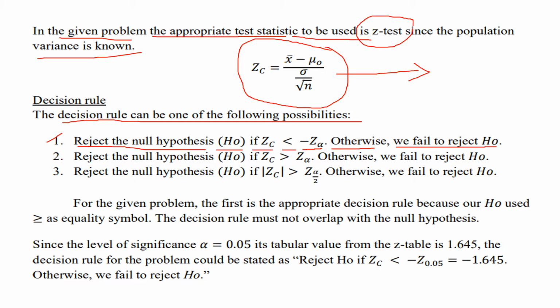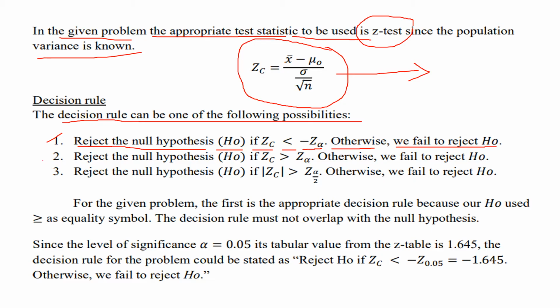Because if your negative critical value is greater than your computed value, then our computed value will fall on the non-rejection region. That's why we fail to reject your null. We cannot reject your null if that happens.